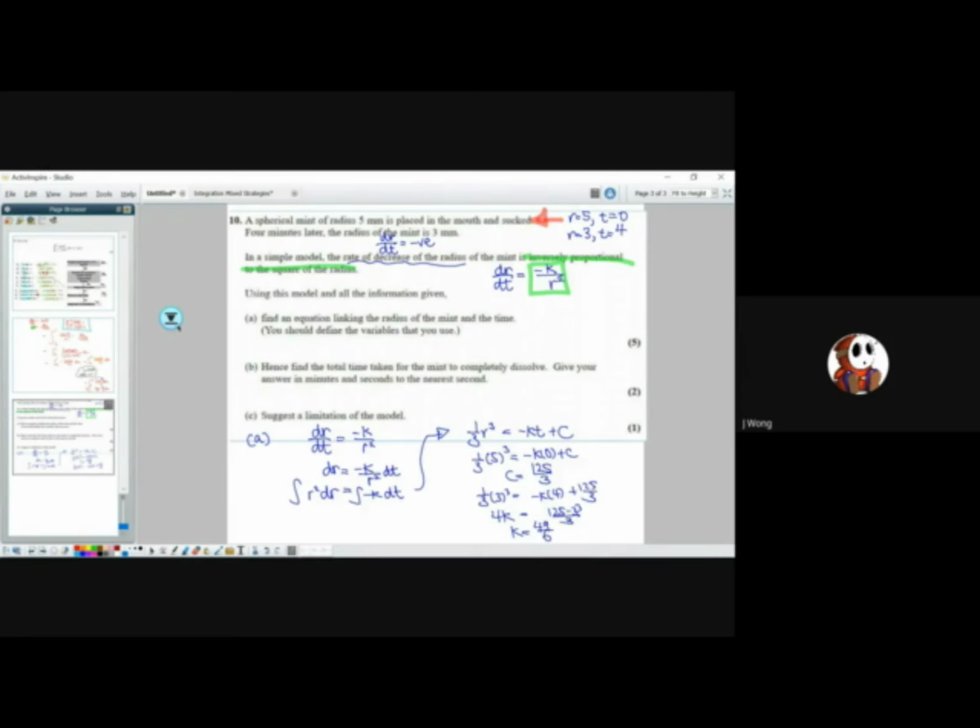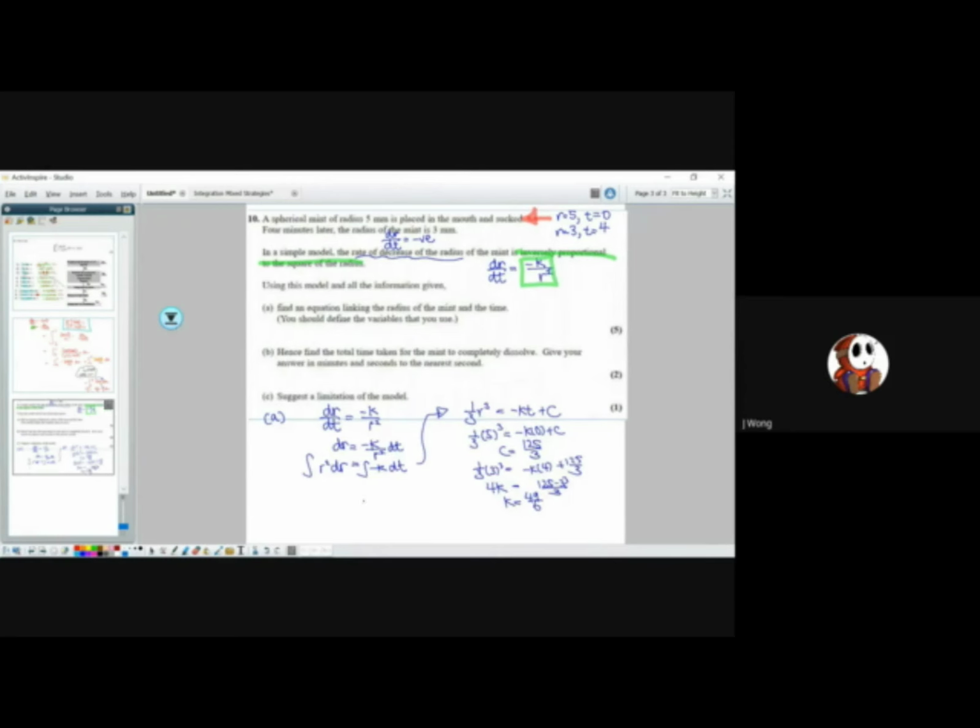And then you could put these back in, and then you have an equation linking the radius of the mint and the time. A third r cubed equals minus 49 over 6 t plus 125 over 3. And then just define the variables needed. So r is the radius in millimeters, whereas t is the time in minutes, which is represented with the letter t. With that, you could go on to part B.